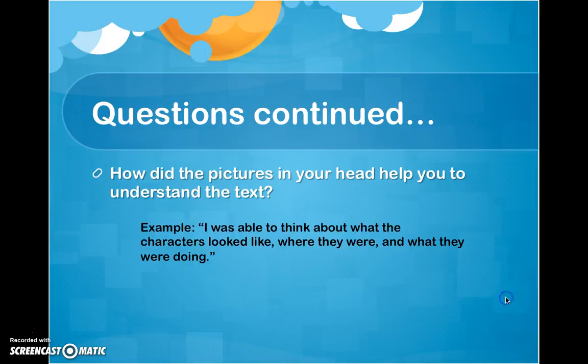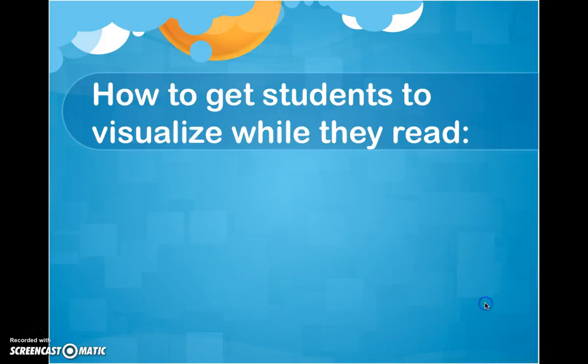Another question you can ask, how did the pictures in your head help you to understand the text? For example, a student might say, "Well, I was able to think about what the characters looked like, where they were, and what they were doing." That's what visualizing helps students to do. You might recognize some of those things as story elements. Plot, setting, characters. That's why it's so important to visualize and make images in your head while you read, because it aids in the comprehension of the text.